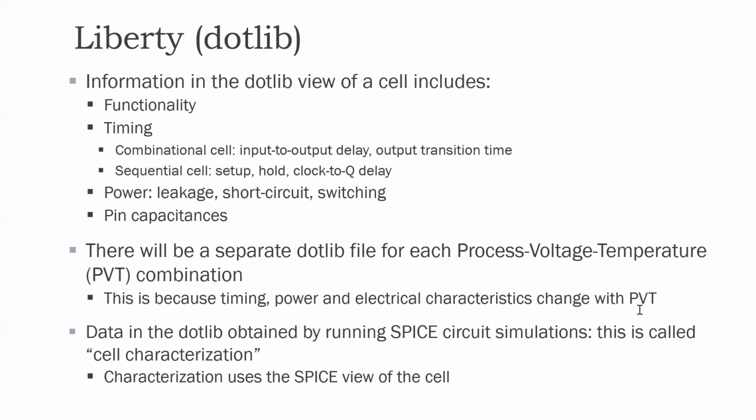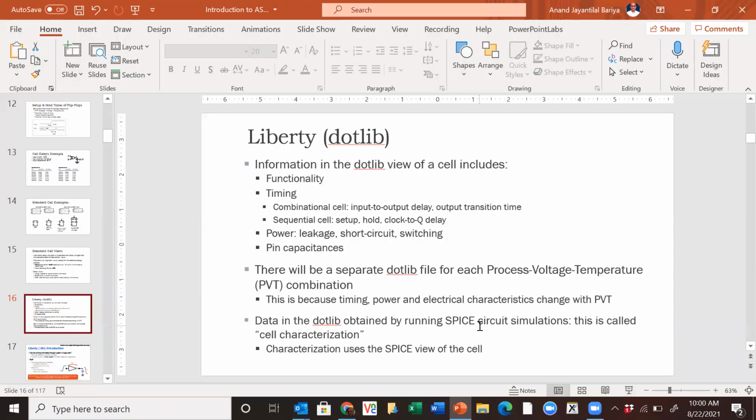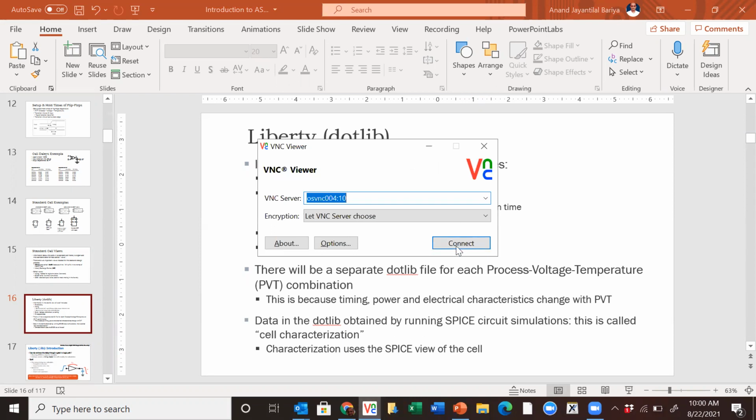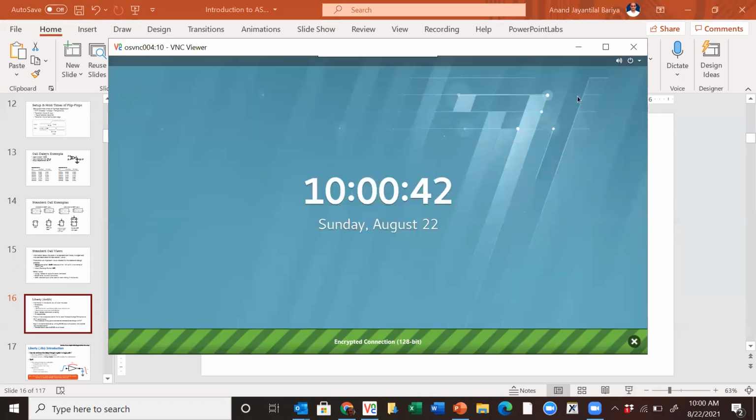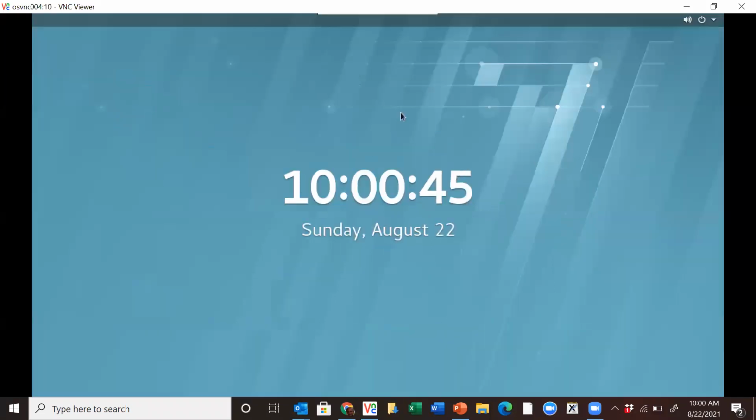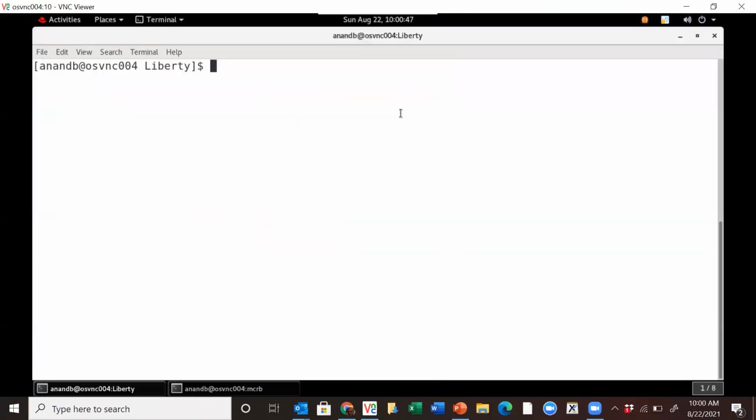Okay, so at this stage, let's maybe look at a real Liberty file. So I have a standard cell library that I will bring up, and I'm going to my Unix environment here. And let's look at a real Liberty file. I am currently looking at the Liberty files of a standard cell library from a company called Skywater.